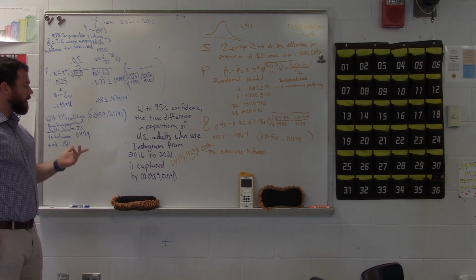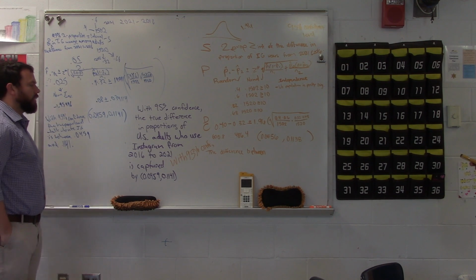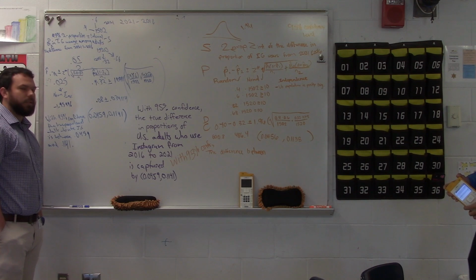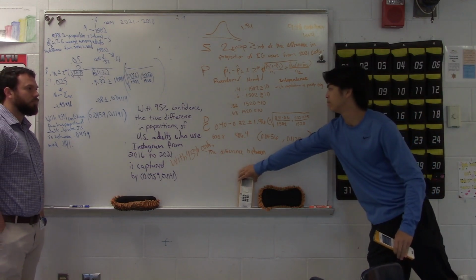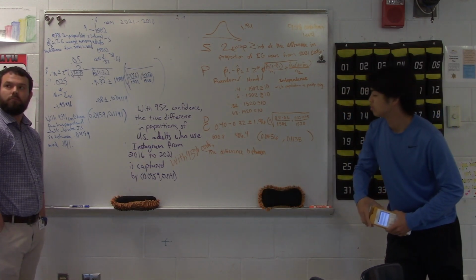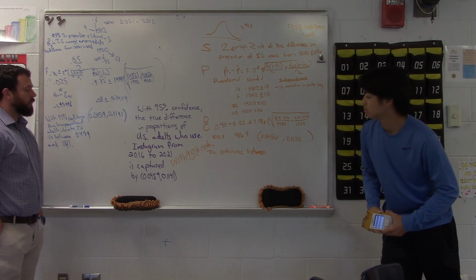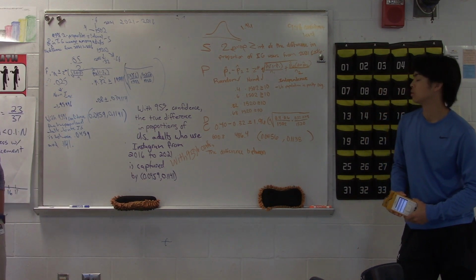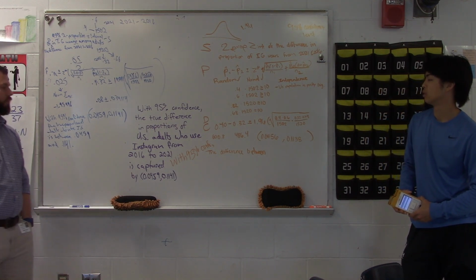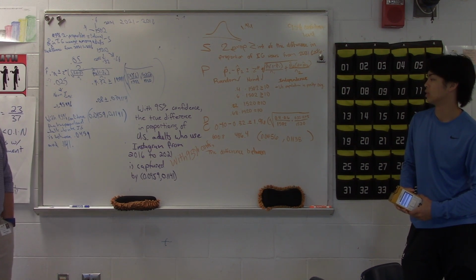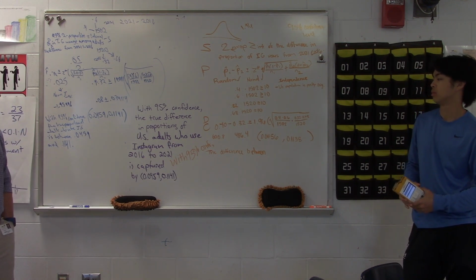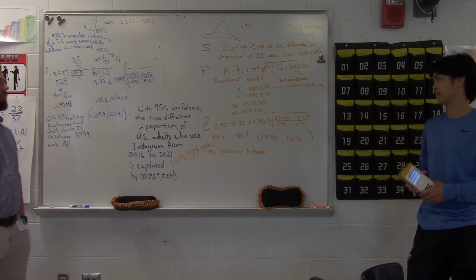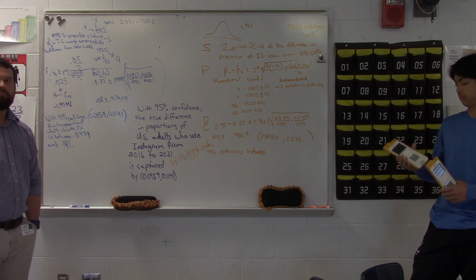The one thing I'll point out is this: do we have convincing evidence that the proportion of U.S. adults who use Instagram increased? I did mine from 2021 to 2016. Either way, just look at that interval. Do we have convincing evidence that the percentage of U.S. adults who used Instagram increased? Yes. They're both positive. So both values are positive, meaning that we don't think a negative difference is possible.